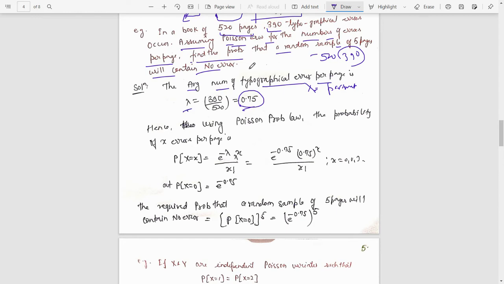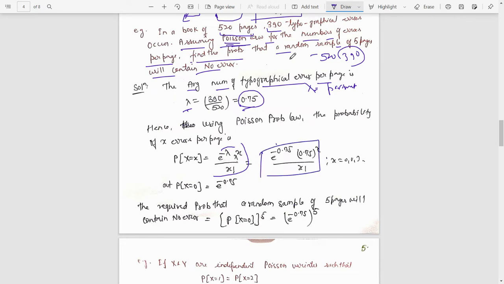In this particular case, if you use the Poisson probability law, the probability of x errors per page is obviously the Poisson distribution, because it's saying that you have a Poisson distribution. So e to the power minus lambda, lambda to the power x, over x factorial, and put the lambda here, and you get this particular thing.